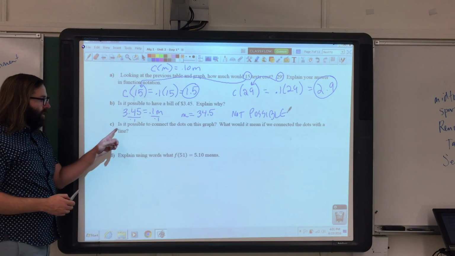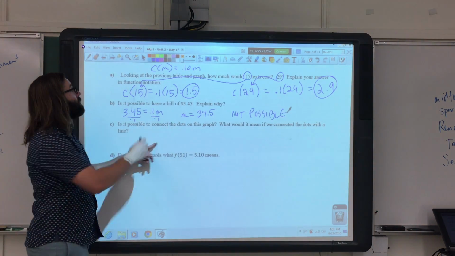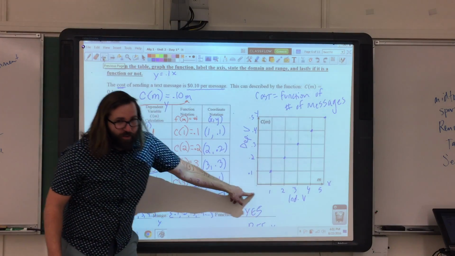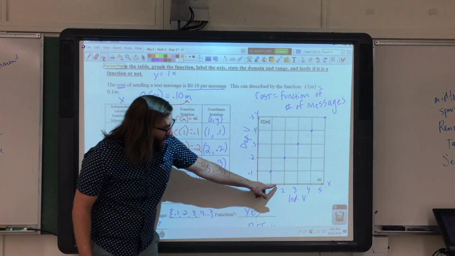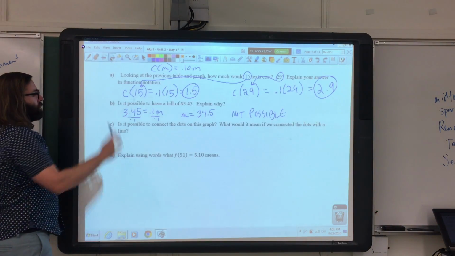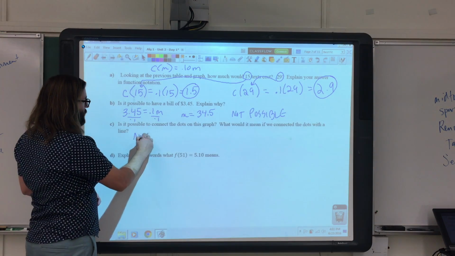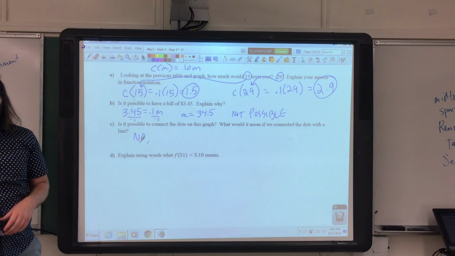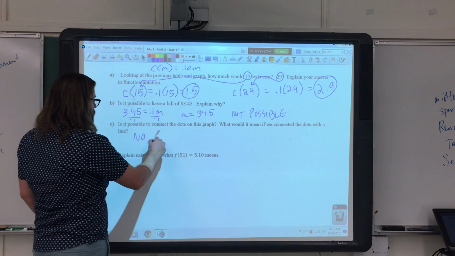We've already talked about this a little bit. Is it possible to connect the dots? Remember, this is number of messages. Can you have half a message right there? No. So you cannot connect the dots. Okay? You can't have half messages.